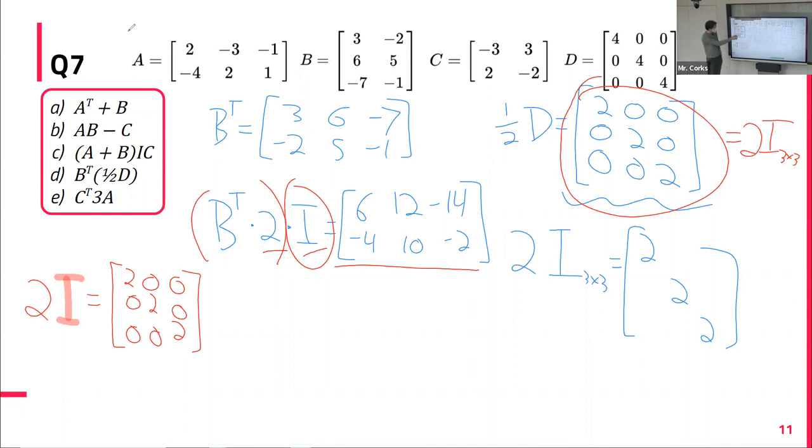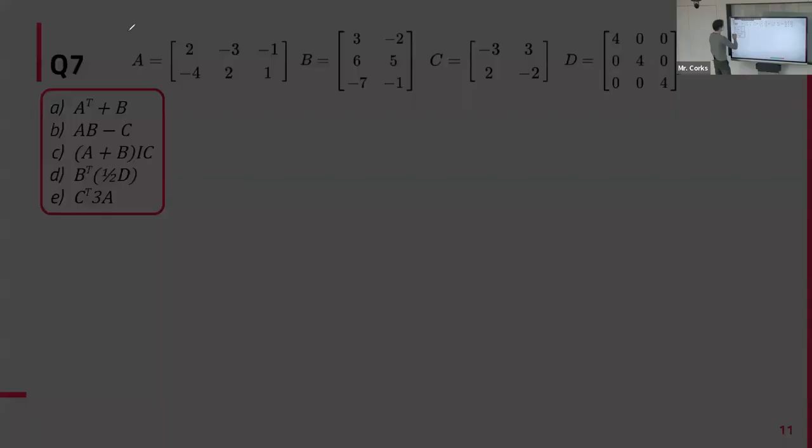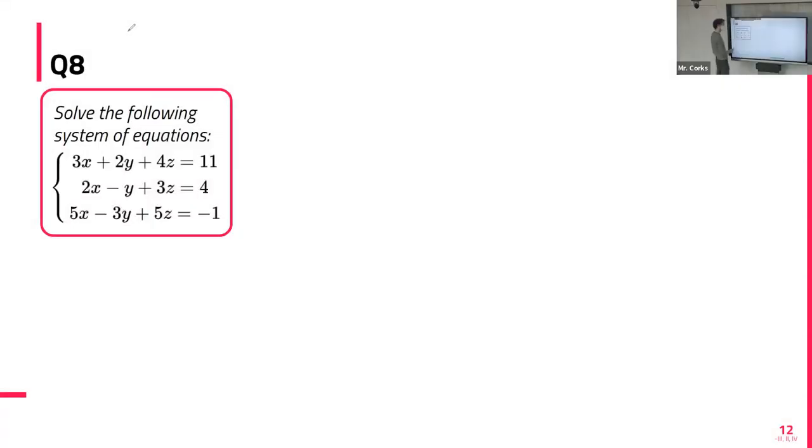C transpose times 3A, that's just more of the same stuff. I'm gonna skip over that one. Okay, good. All right, last one. I don't know if we have time to solve this, but we can do a little bit and just kind of review our row operations here.